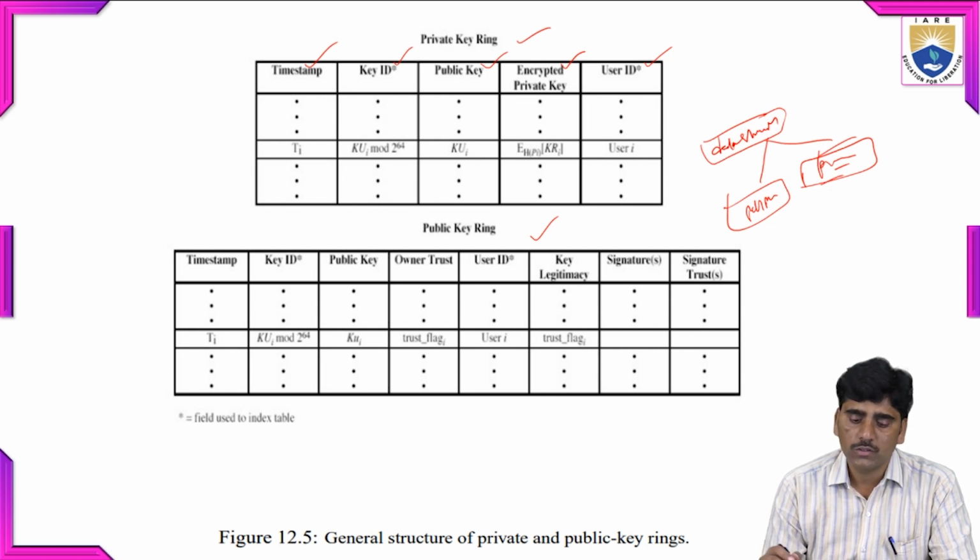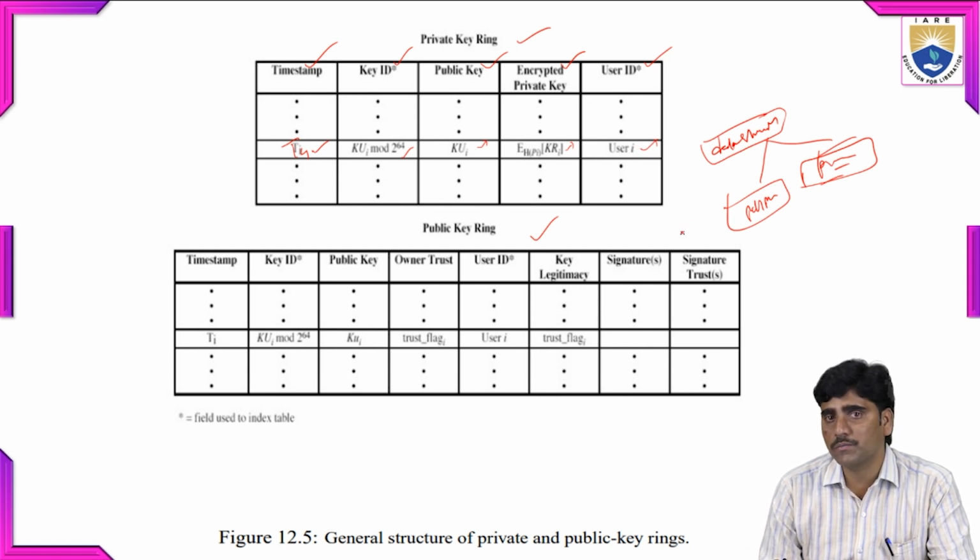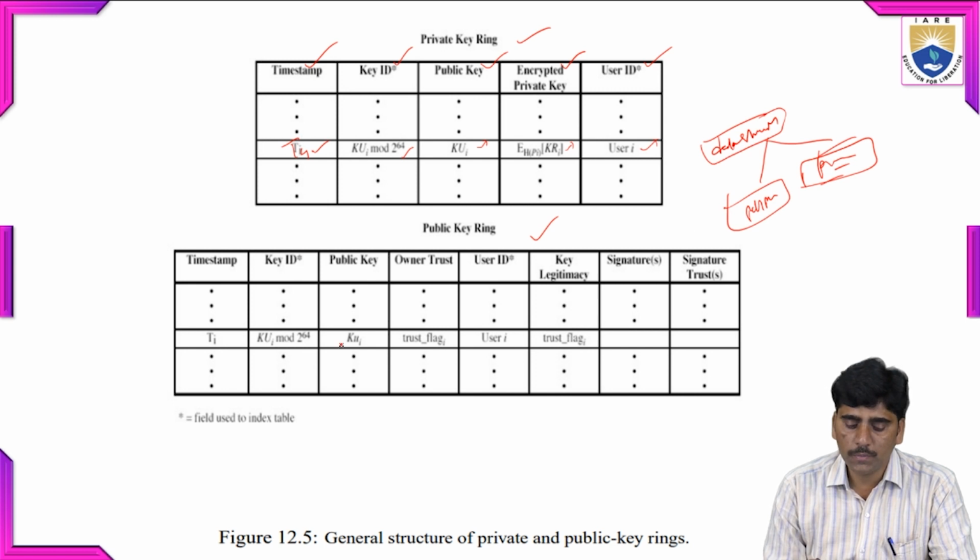User ID. So at time T4, when we are doing the sequence of operations, what is the key ID? The key ID is for the public key, mod 2 power 64, and here is the public key of user A, and here the encryption procedure is applied to the key, and then next the user ID, which identifies the user to transfer this encrypted data and public key. So the public key contains what?